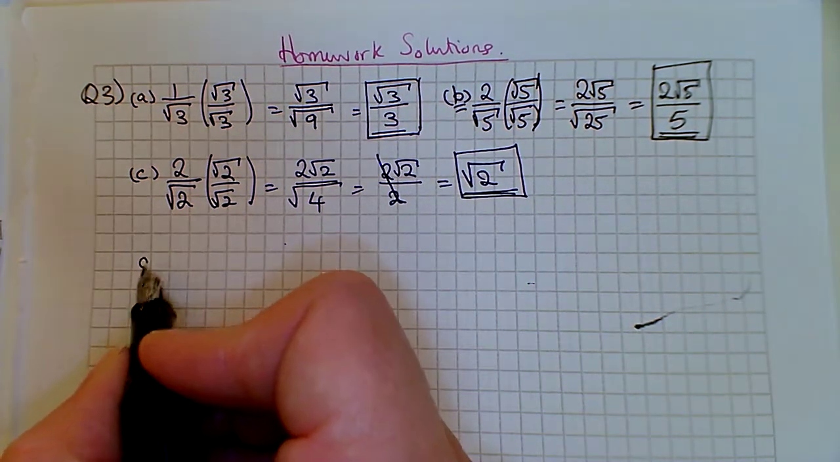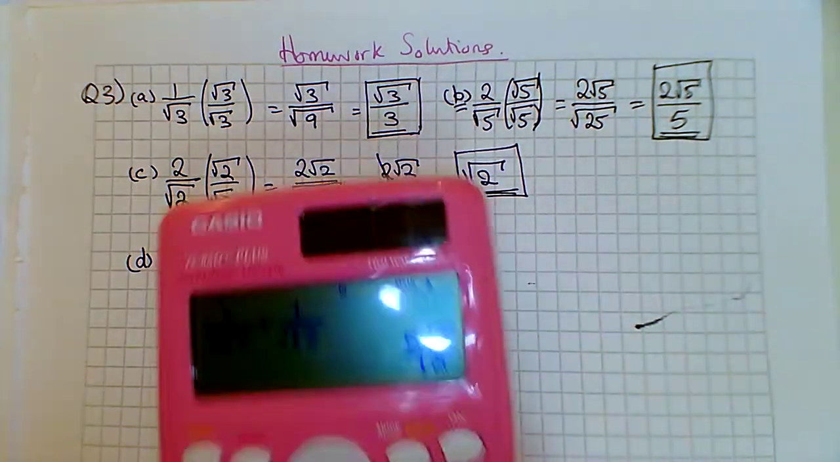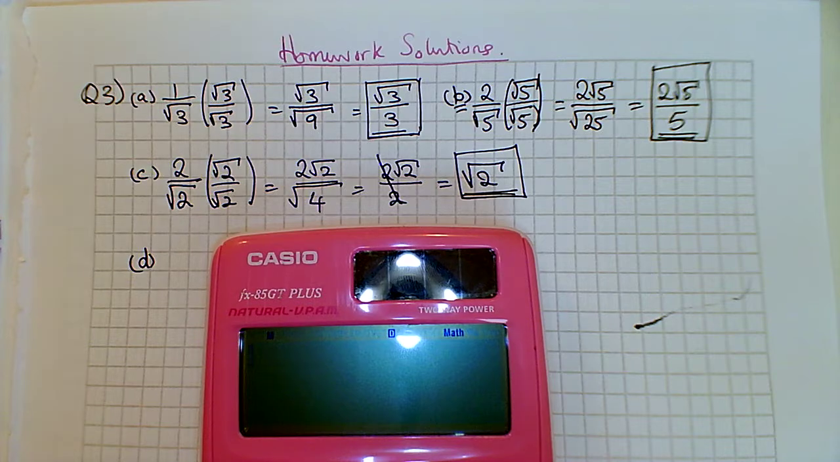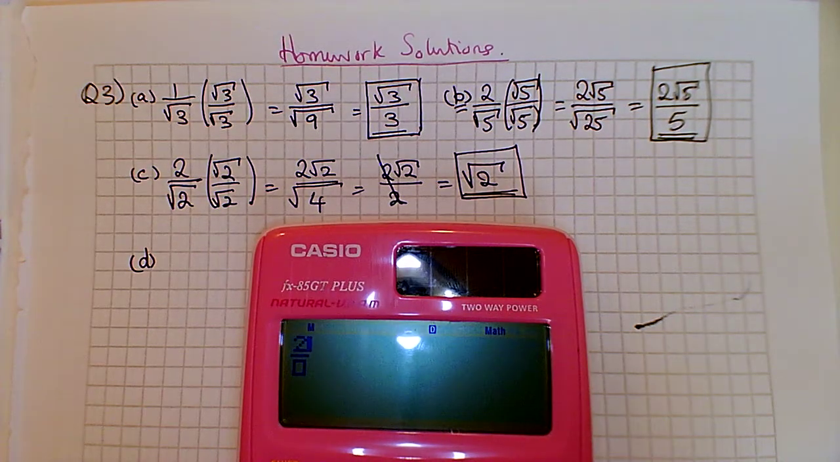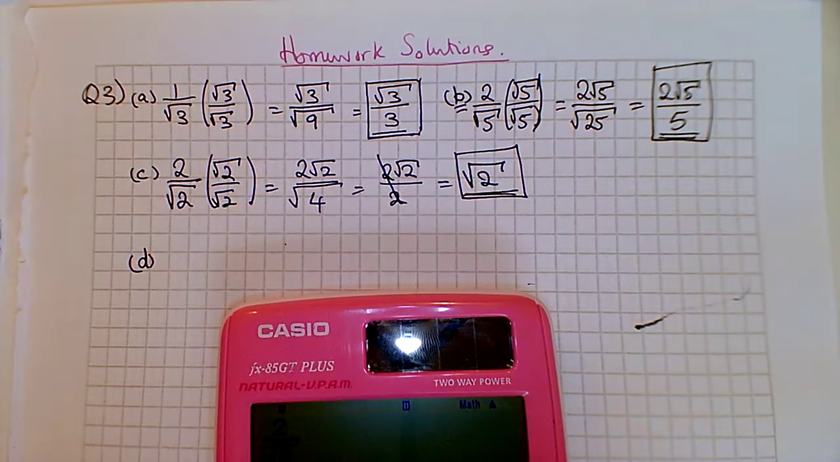And of course, at any step, if you're not sure if you've simplified it properly, you can always just type it into your calculator to check if you've gotten the expected answer. So if I type 2 over the square root of 2 into my calculator, it will rationalize it to the square root of 2.